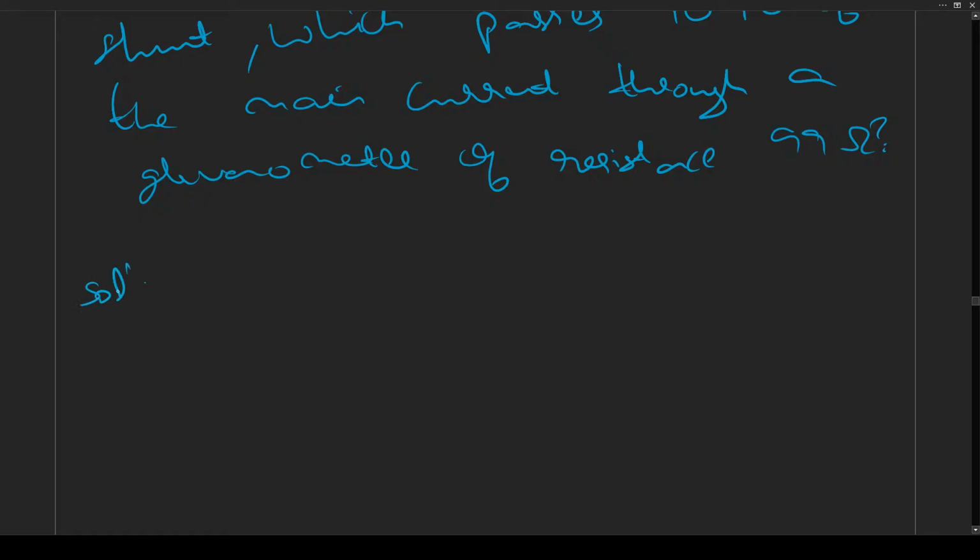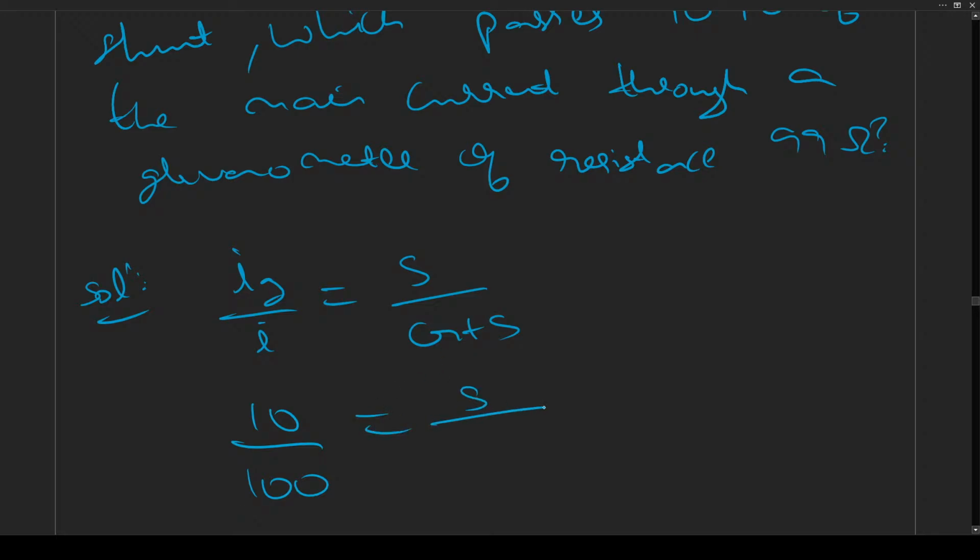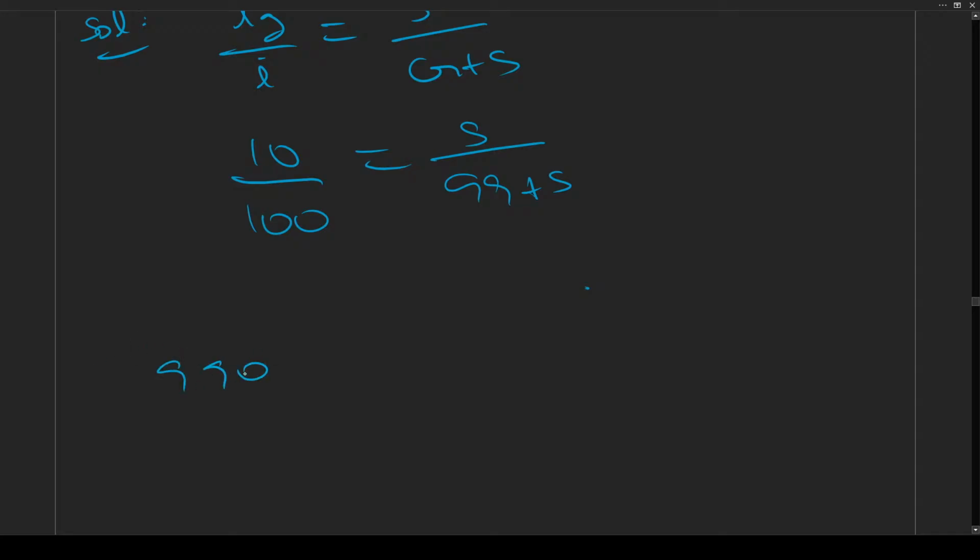The first formula, Ig by I is equal to S by G plus S. Ig by I is equal to 10 by 100, which is equal to S by 99 plus S, where 990 plus 10S is equal to 100S. 990 is equal to 90S. 0 cancel. S is equal to 11 ohm.